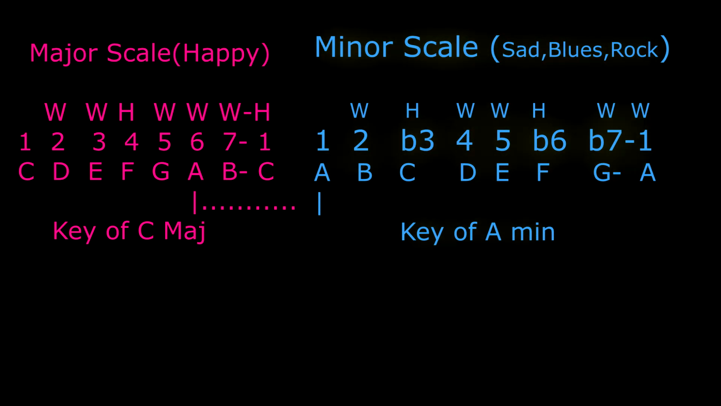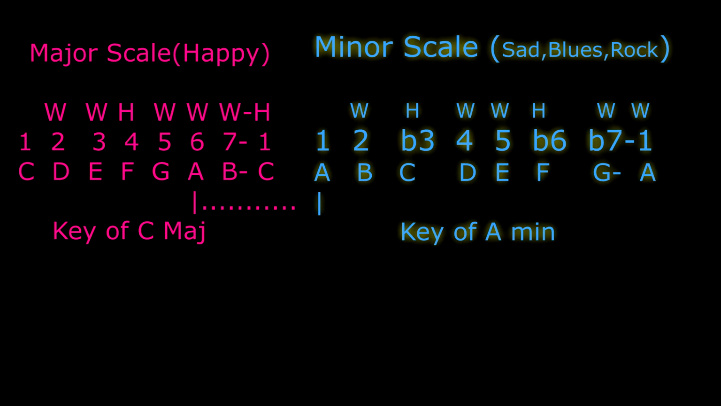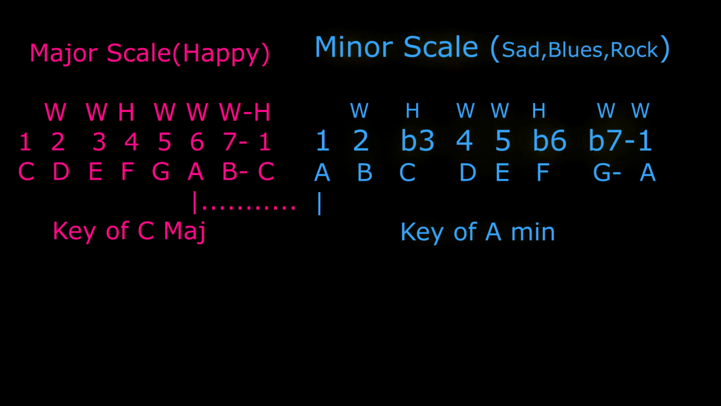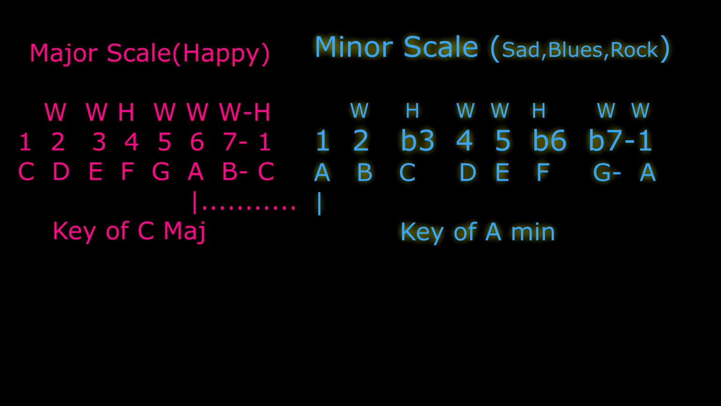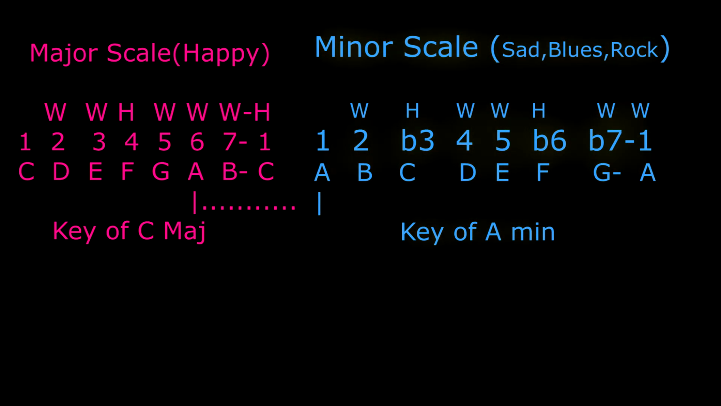Professionally, it's called relative major and minor. So if you take C major, number 1, and the 6th is A, that's a relative twin brother. Exactly the same. That means if I know only one shape on a guitar, I can play in any key you can think of.